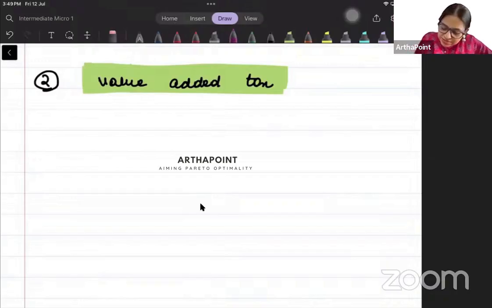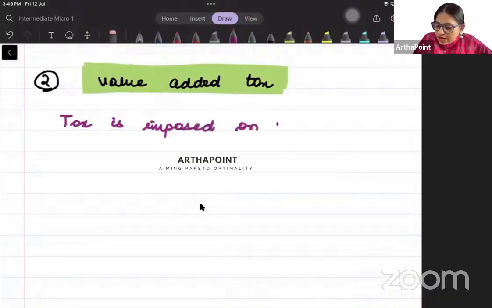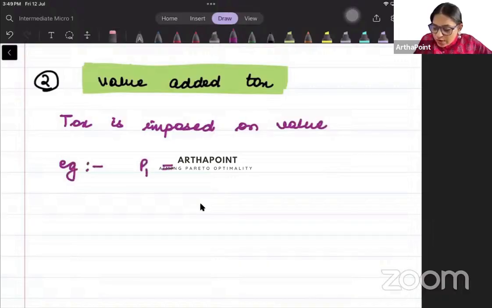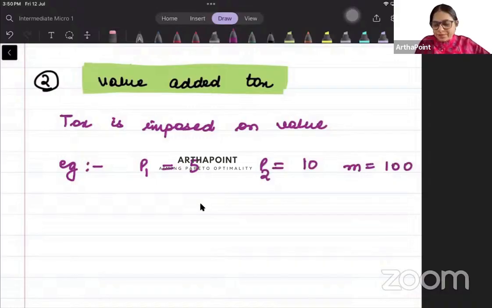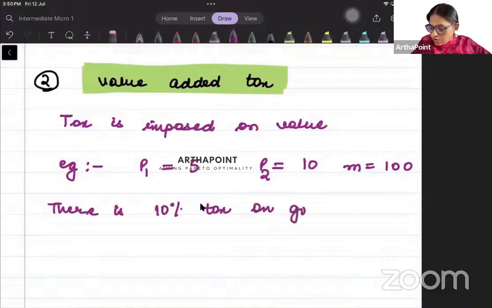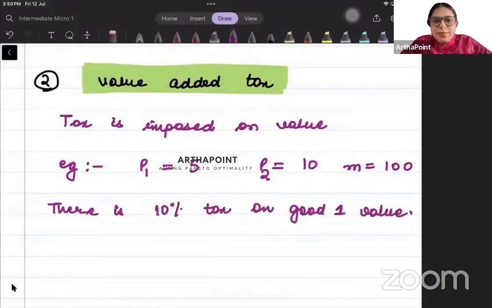So this tax is imposed on value. For example, beta, if I tell you price of good 1 is 5 rupees, price of good 2 is 10 rupees, income of consumer is 100. Okay. And I tell you there is 10% tax on good 1 value. Price of good 1, there is a 10% tax. There is 10% tax on the value of good 1.